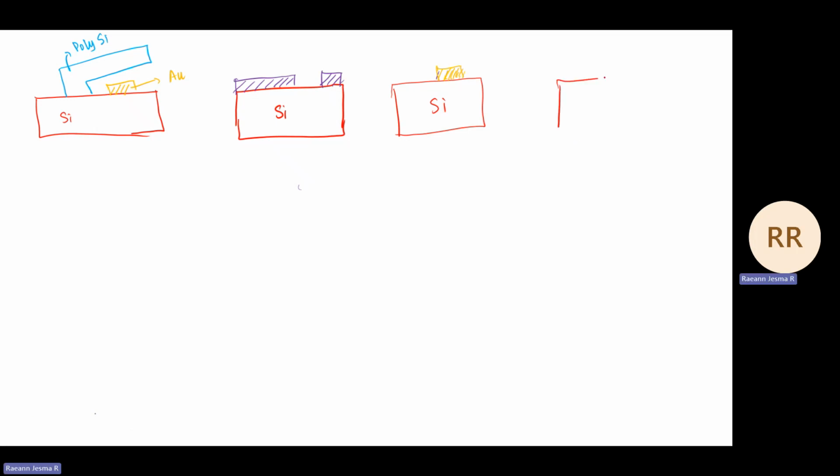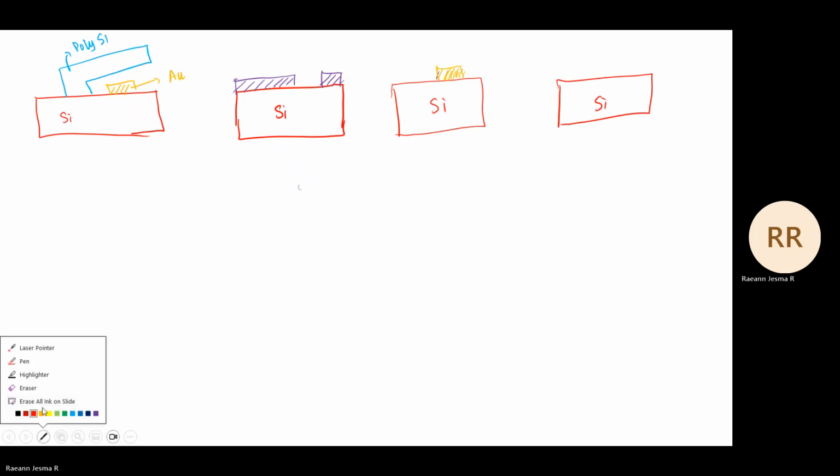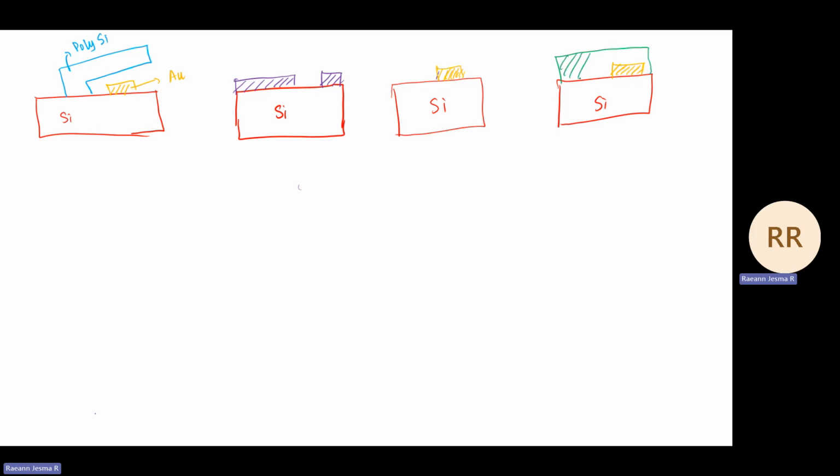So here you have silicon. On top of this, you will have the gold electrode already. Then you'll deposit some sacrificial material on top. This sacrificial material can be anything, like SiO2, silicon dioxide, silicon nitride and so on. The only thing is it should get easily etched.